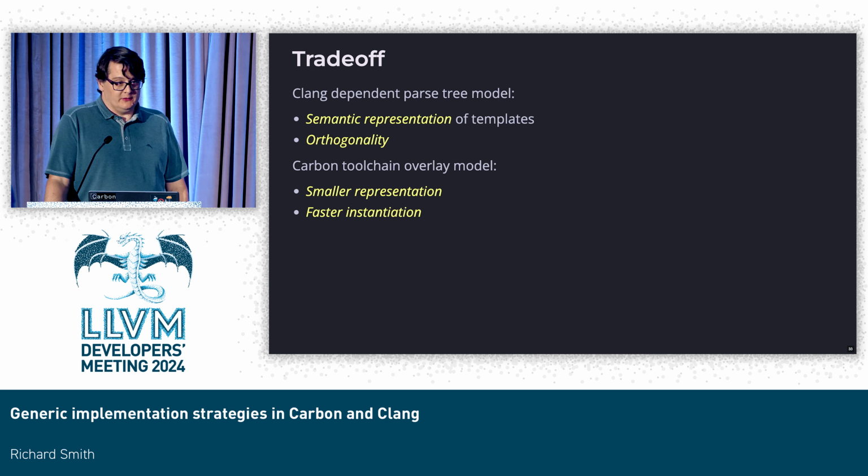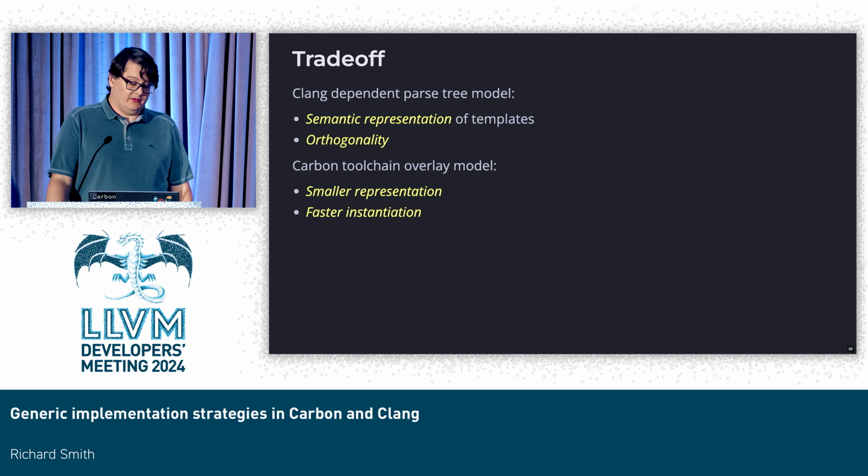So overall, we have a trade-off, as we often do in these decisions. The Carbon model gives you a strong semantic representation of templates. The primary thing its representation is modeling is the structure of the templated code, and it's going to be the same for the template as it will be for the instantiations of the template for the most part. It also gives you this great orthogonality property that keeps your toolchain simpler.